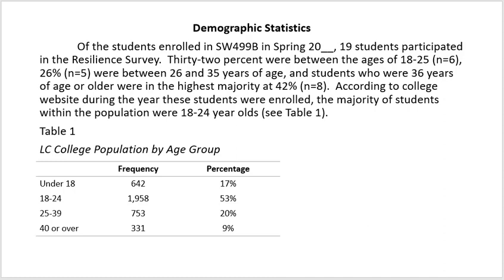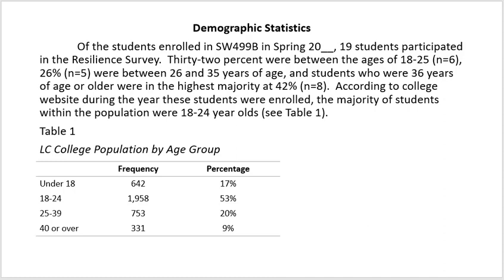According to the college website, during the year, these students were enrolled. The majority of students within the population were 18 to 24-year-olds. Please see Table 1. Table 1 describes the college population by age group. And here, the data reveals that 18 to 24-year-olds are the majority of the population of the college itself.